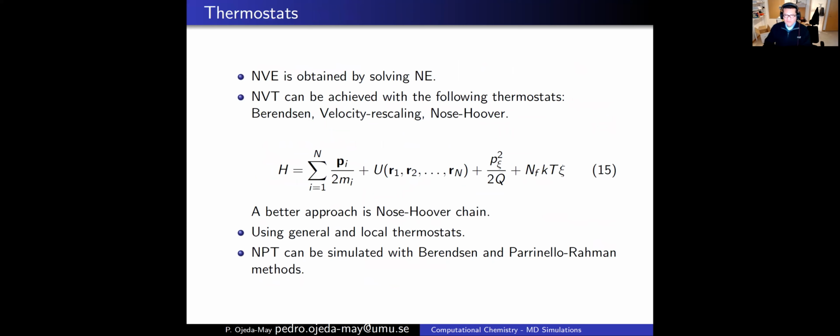So there are also some ways to keep some properties of the system constant. For instance, we can keep constant the energy, we can keep constant the temperature, or the temperature, the volume, and the pressure, right? And for instance, in NPT, with a constant pressure, this can be simulated with many types of thermostats. For instance, Berendsen and Parrinello-Rahman, right?